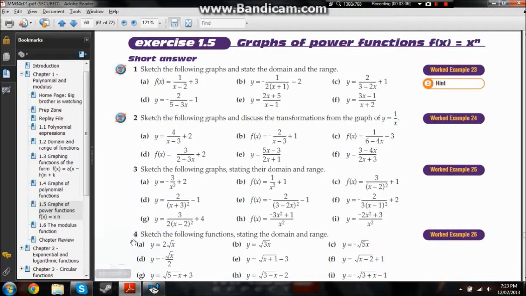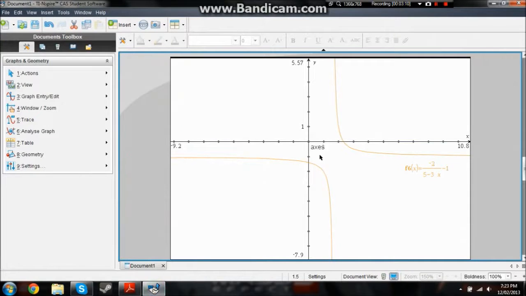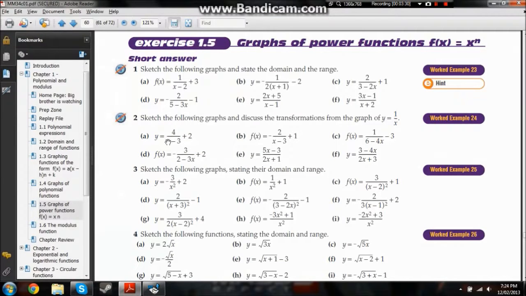But I didn't even answer the question for 1D. I should do that now. The domain is all the x values except for 5 on 3, because it goes everything across. There's an asymptote at 5 on 3. Range is all the values except for -1, because there's an asymptote there again, just like the last question. So yep, 2 is pretty straightforward.